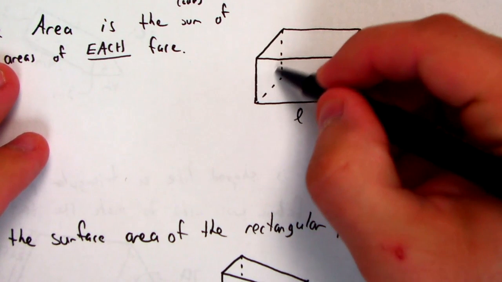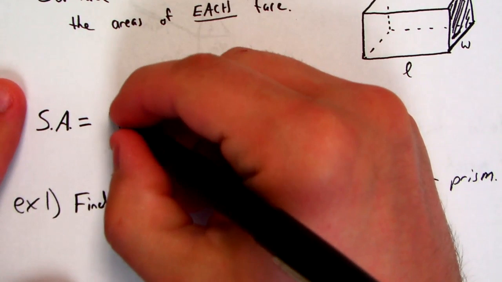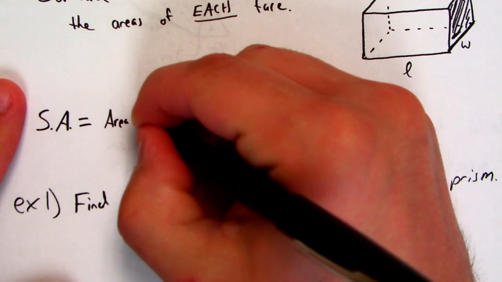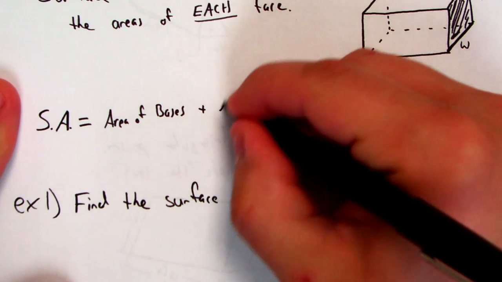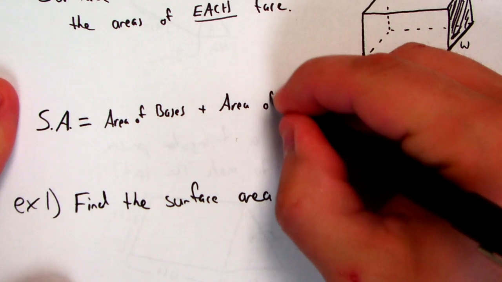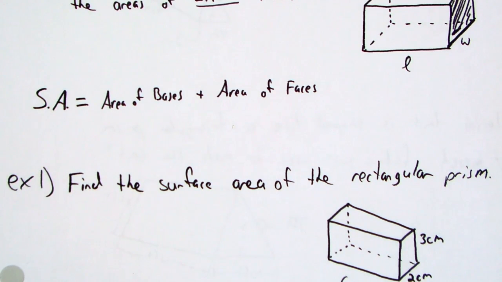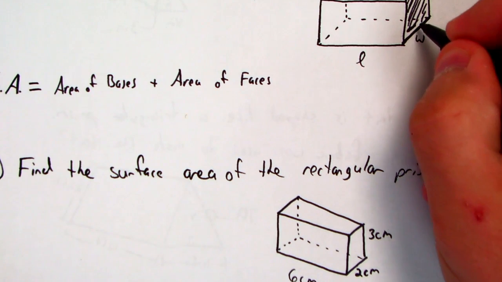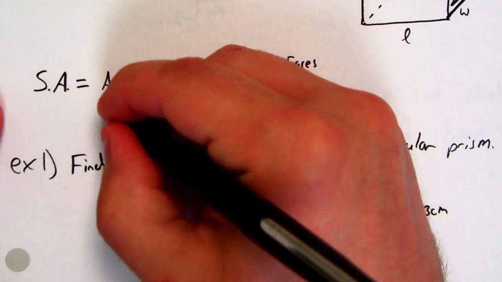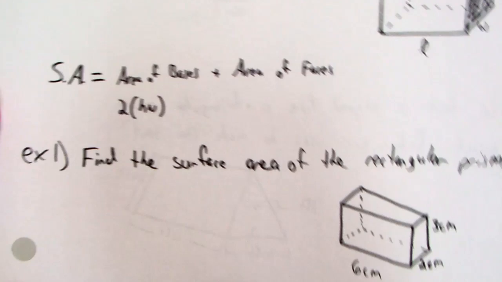So really what we're going to be looking at, surface area is going to be the area of the bases plus the area of the faces. So when we're looking at this, the area of the base is going to be this H times this W. And there are two of them, so we're going to be looking at 2 times H and W. Two of those. That's going to be the area of the bases of this prism.